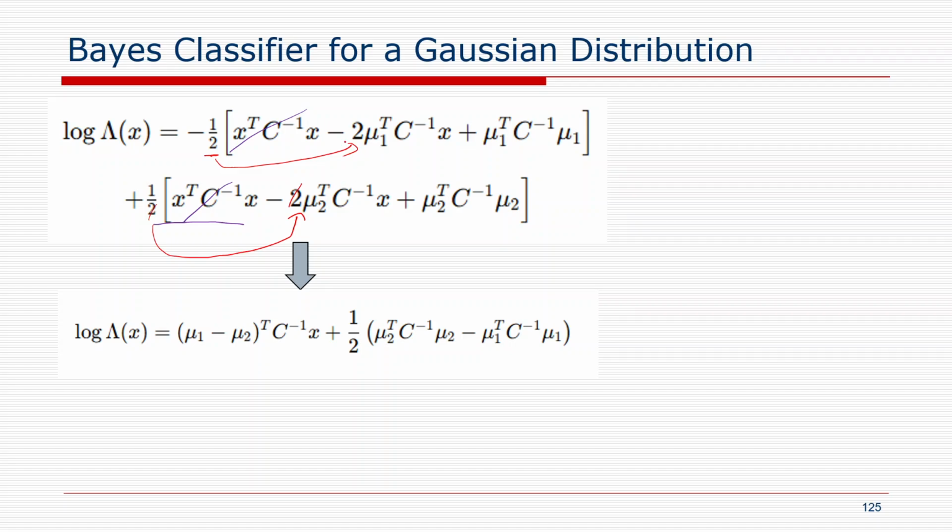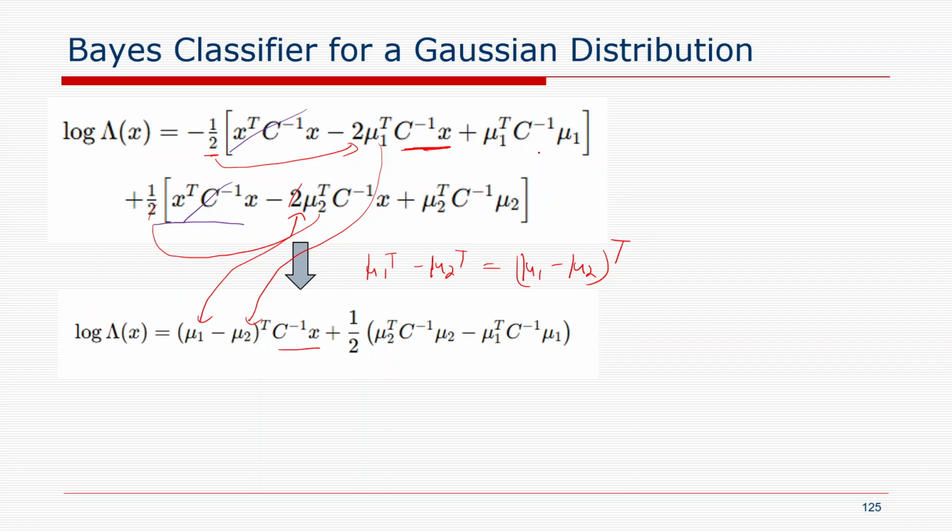When it can get cancelled out, this becomes what? Mu2 transpose, and then this becomes mu1 transpose. That is, we know that is mu1 transpose and mu minus mu2 transpose. We can write it as mu1 minus mu2 whole transpose. Therefore, this term now will be mu1 minus mu2 transpose multiplied by C inverse x, because this last term what we had here is C inverse x.